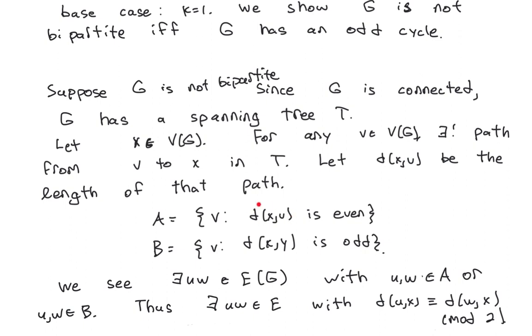Given the way this is defined, there has to be an edge with the property that the distance from u to x is congruent to the distance from w to x mod 2. In other words, both these numbers are even and they're both in A, or they're both odd and they're both in B. However, by using congruence, I'm going to make the proof go a little quicker so I don't have to talk about separate cases.